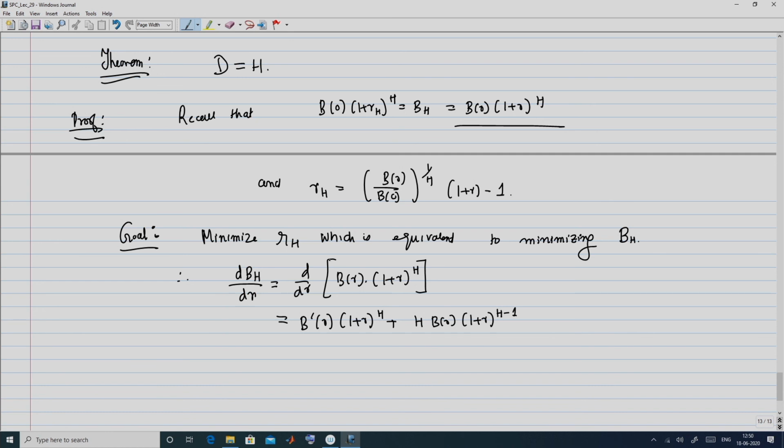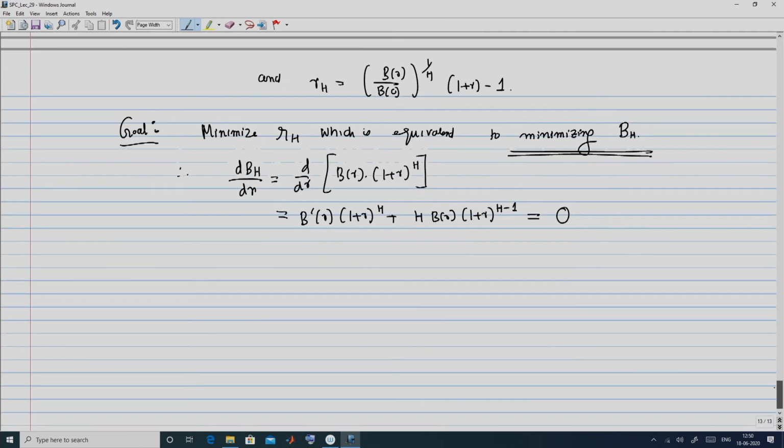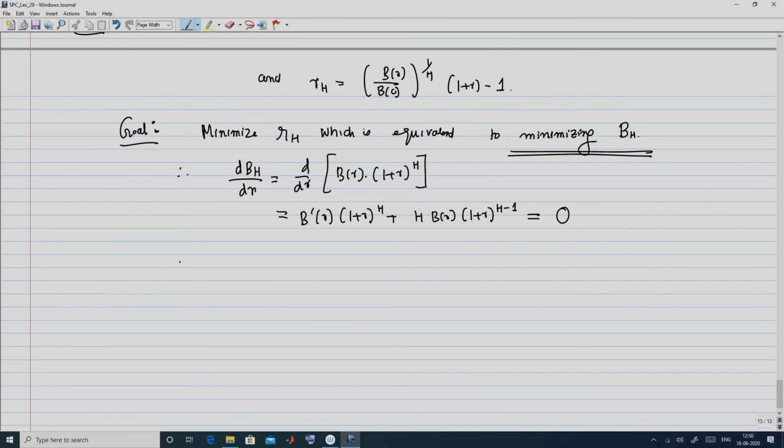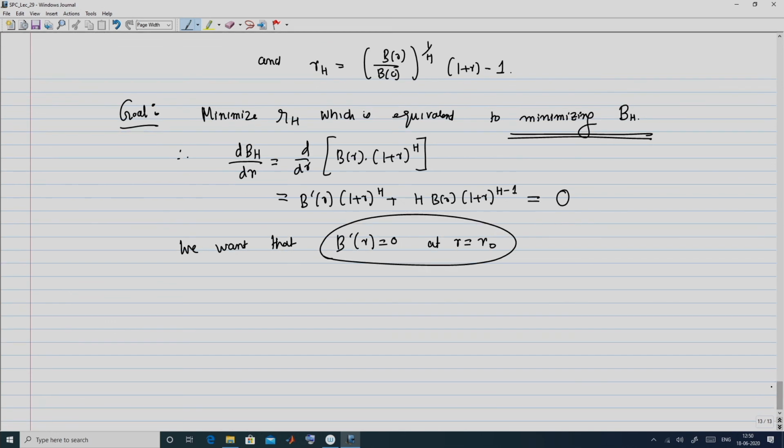Now, since I am trying to minimize BH, this means that I have to take this equal to 0. Okay. So, what do we want? We want that at the initial time point B prime of r is equal to 0 at r equal to r naught, right, because we want this to be equal to 0.